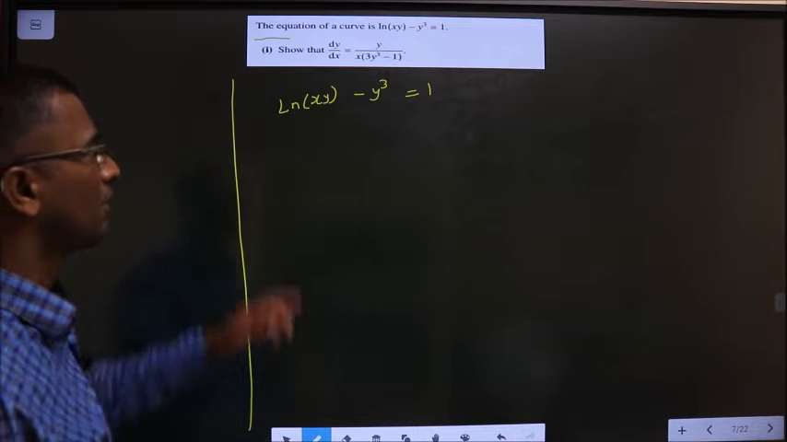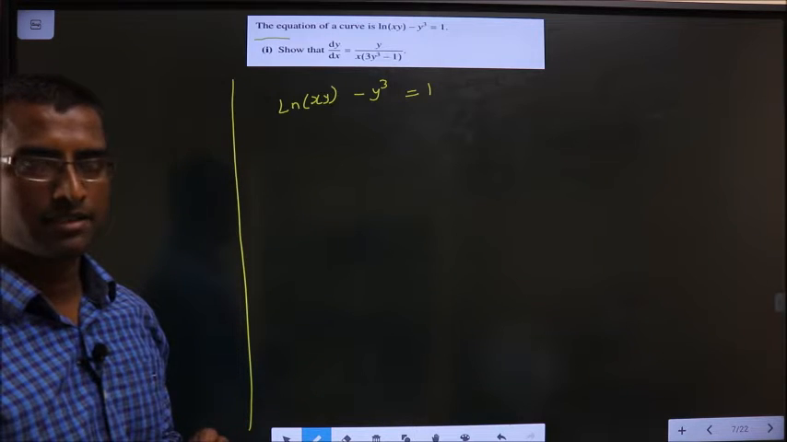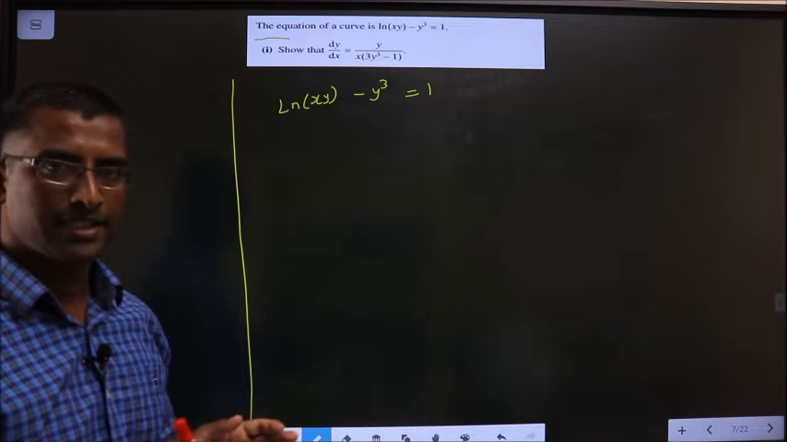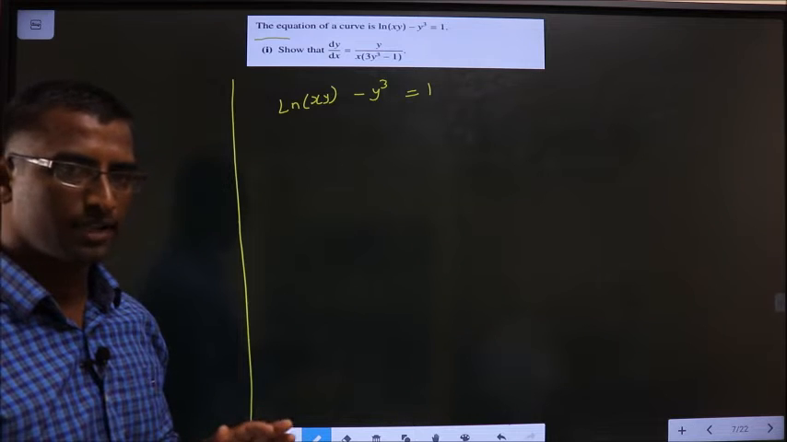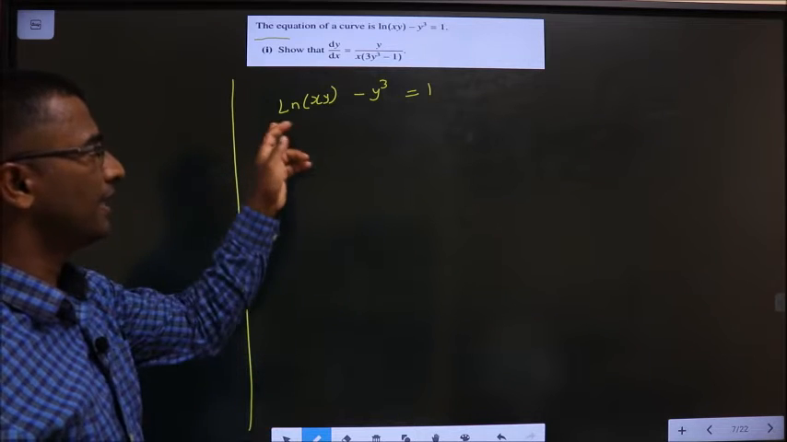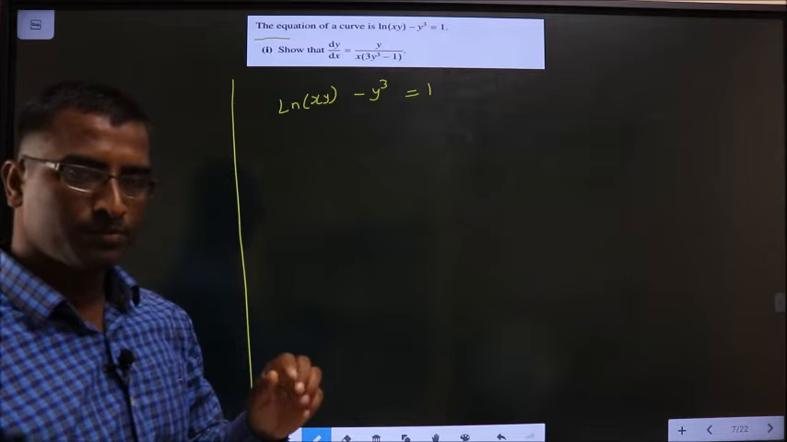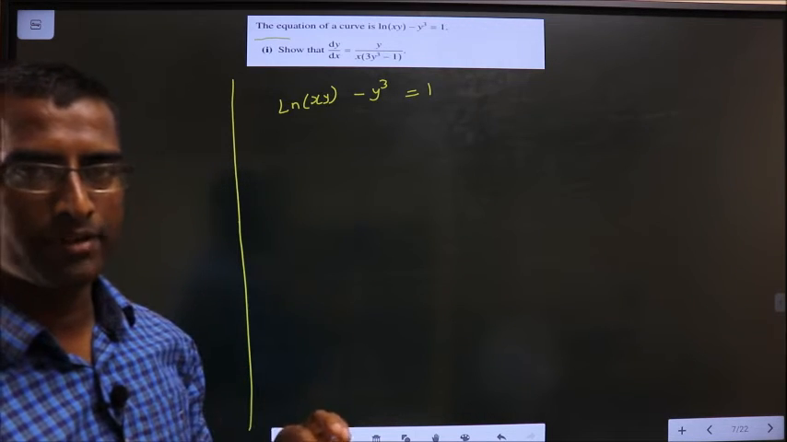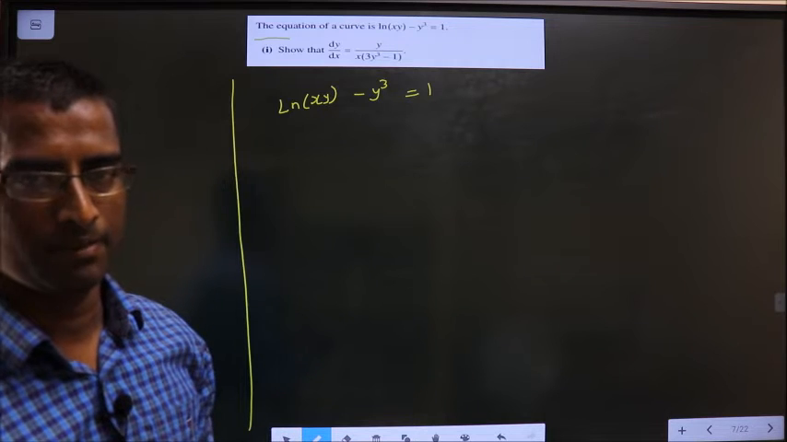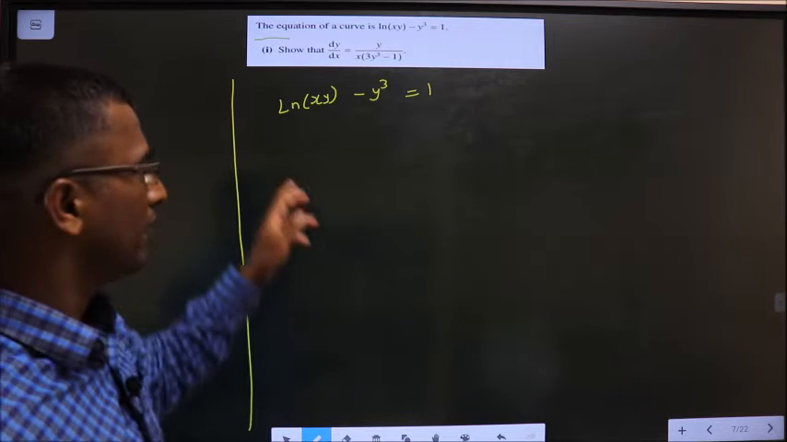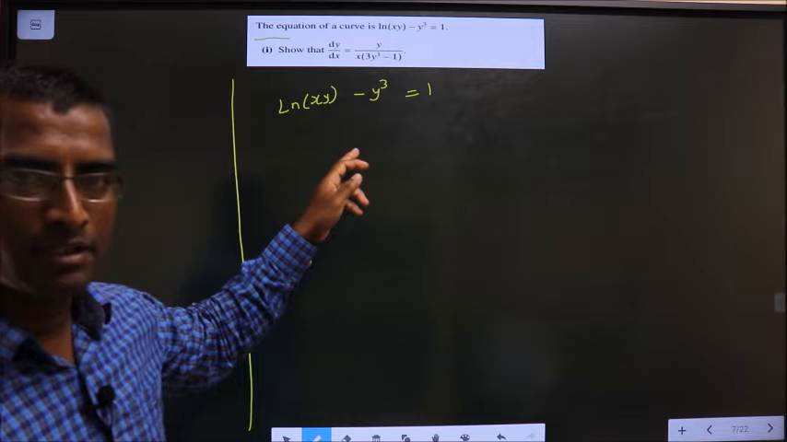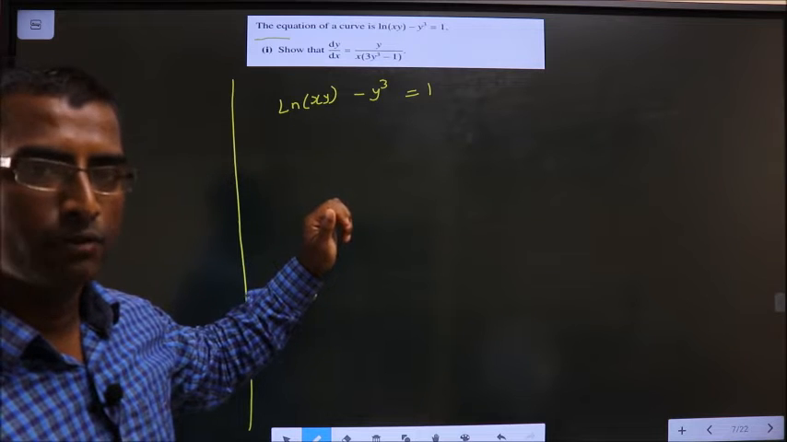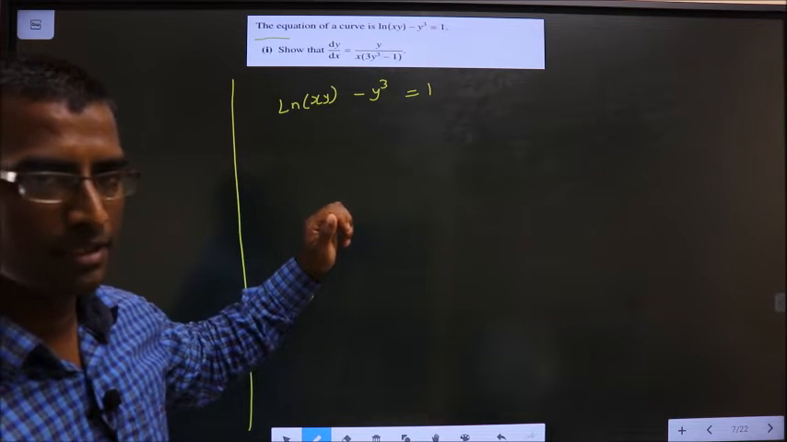Now, to get dy by dx, I have to take differentiation on both sides. Clear? While writing, what I realized is, if possible, simplify the equation and then apply differentiation, it will be very easy. While writing this, I have seen the chance of simplifying it. And what does that chance of simplifying mean? See.